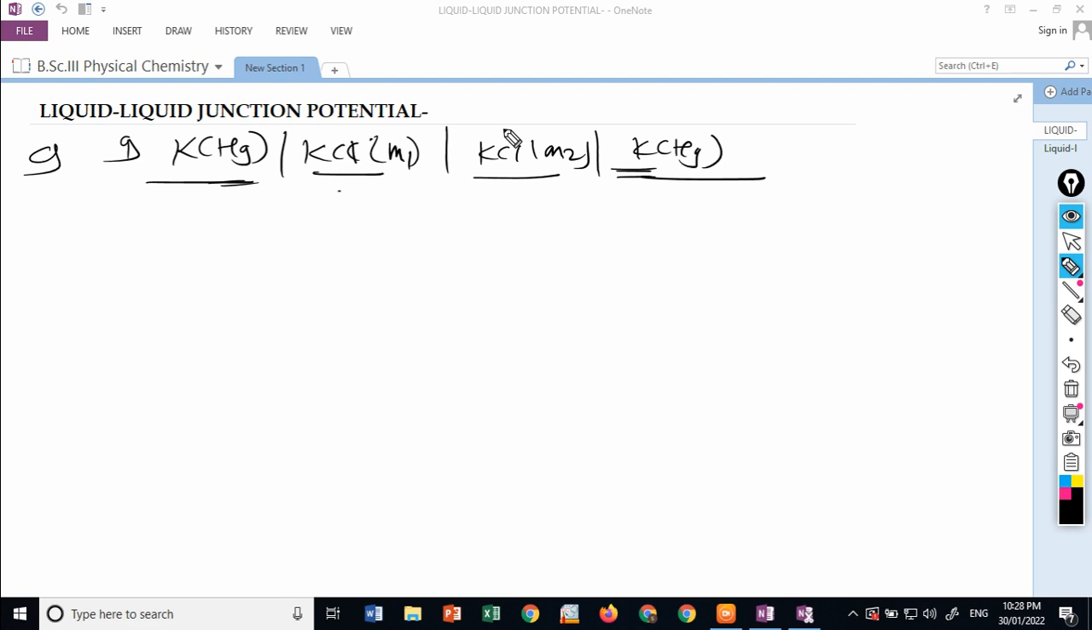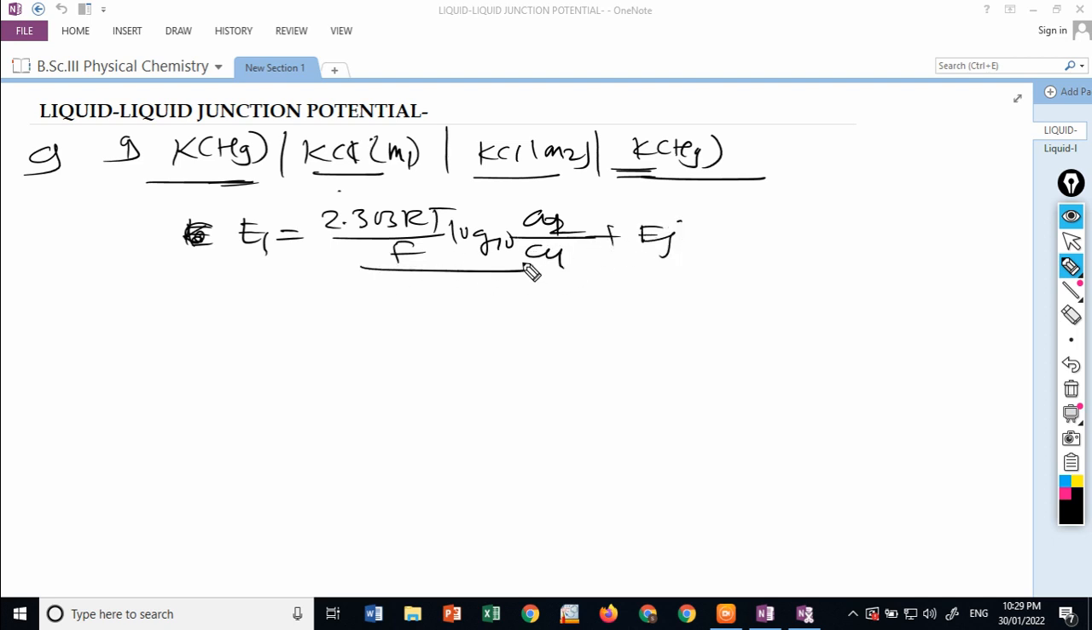So the total EMF can be given like this. We can write E1 is equal to 2.303 RT divided by F log to the base 10 A2 divided by A1 plus the liquid junction potential. We have seen this equation. Suppose this is reversible to the cation, that is K plus ion, hence the equation is written like this.